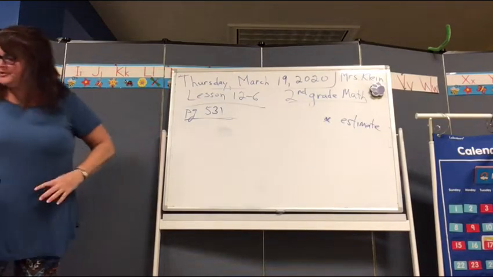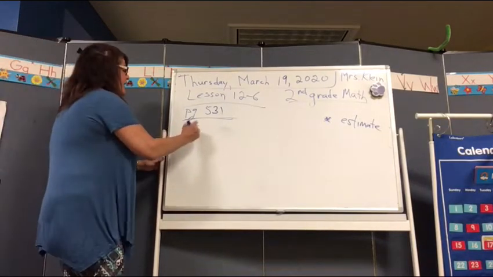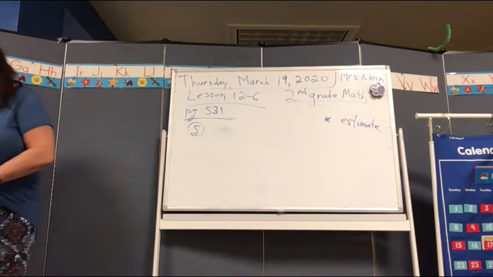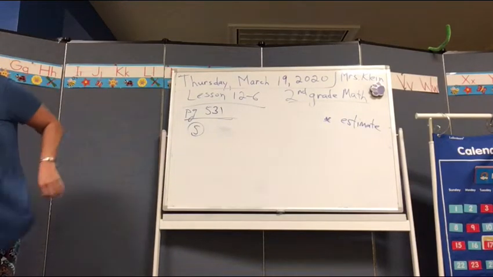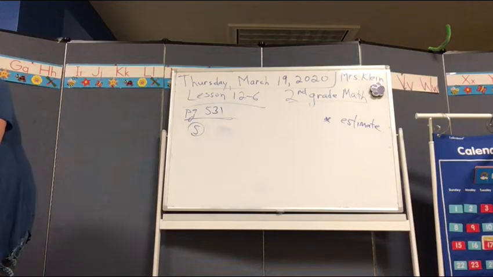Okay, page 531, number 5. Estimate the length or height of each real object shown. So you're going to find the real object. You're not going to measure on the paper. You're going to find the real object and measure it. Then choose a tool and measure it. Compare your estimate and measurement. So first you're going to make an estimate, and then you're going to measure.